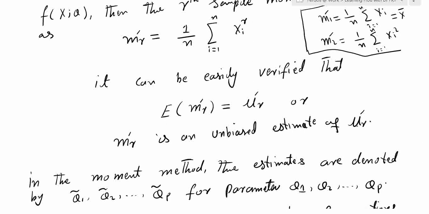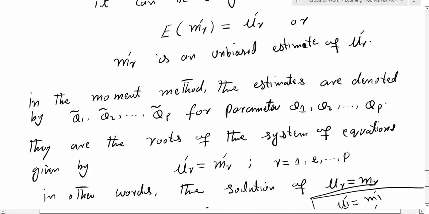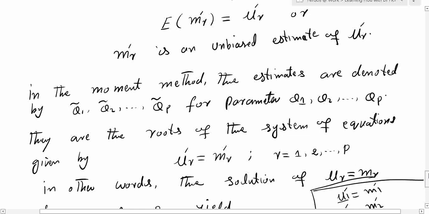This means that m_r prime is an unbiased estimator of mu_r prime. Now this is just about the sample raw moment and the population raw moment. Now we need some mechanism to estimate the unknown parameters of some particular distribution.